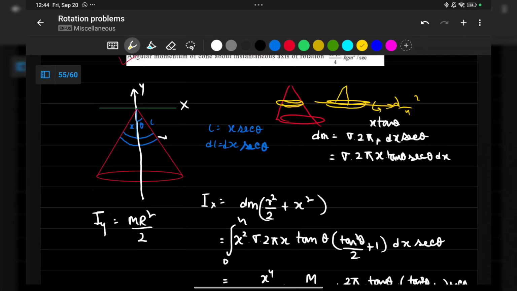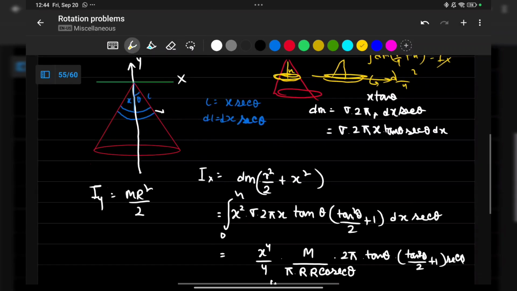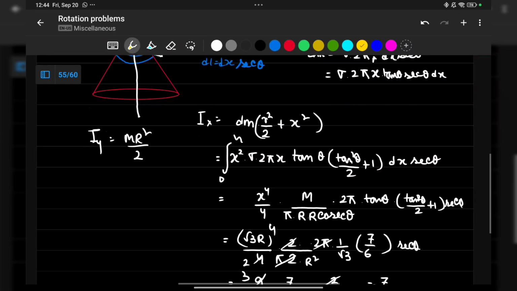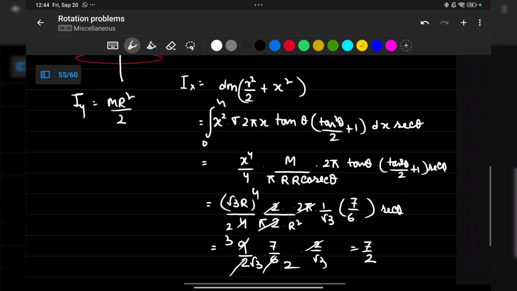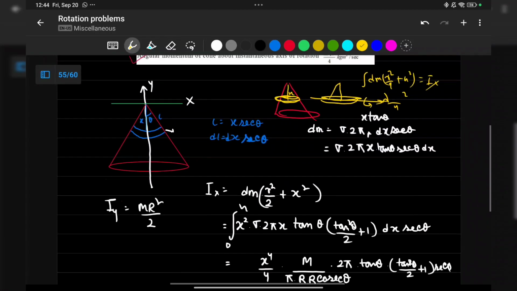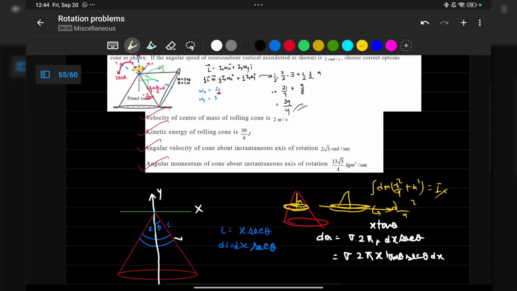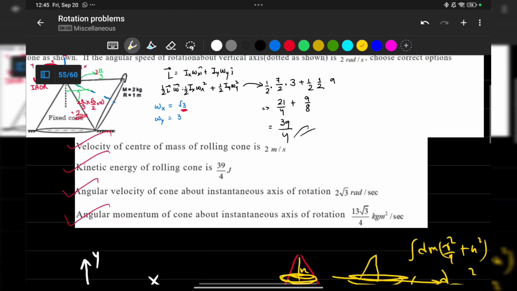Suppose it is at height x, so the individual element, if this is dm, then dm r square by 4 plus x square. This would be the moment of inertia. And this integration would be Ix. This is done here, and you can just see the calculation is given here, and you will just get the Ix, and thus you will get the Ix and omega x value, and you will get that energy part, which is the kinetic energy part.